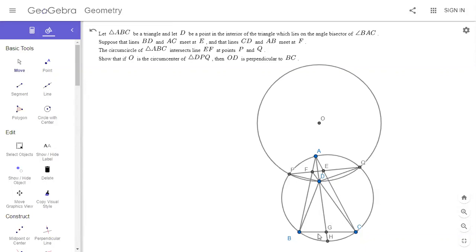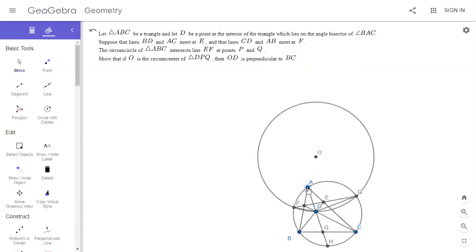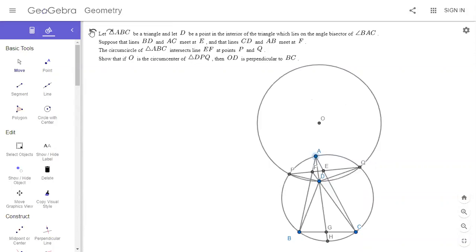What can we do here? Is AH perpendicular to PQ? I don't think it is. I think that would be very unlikely, but yeah, no, AH is not perpendicular to PQ.